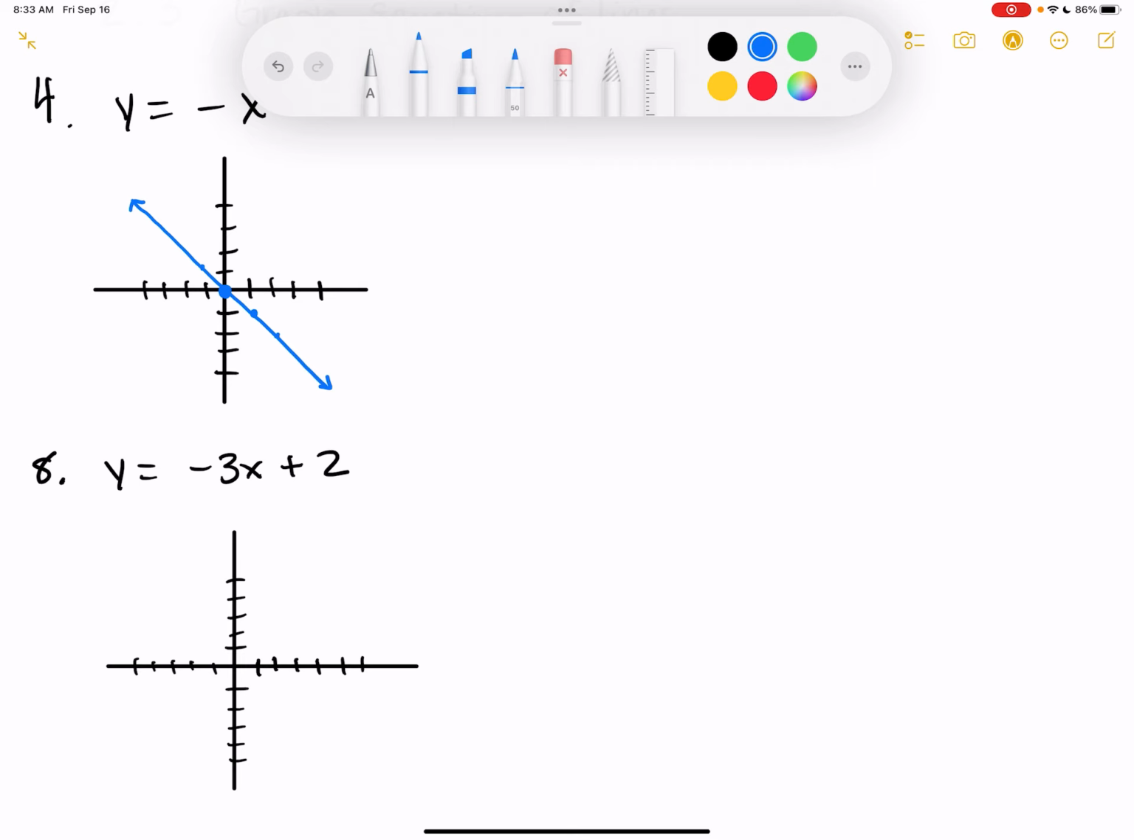All right, so what's my y-intercept on this one? 2. And my slope? -3. So what does that mean I'm doing? Either going up 3 left 1 or down 3 right 1. Yep. So up 3, back 1, or down 3 over 1.